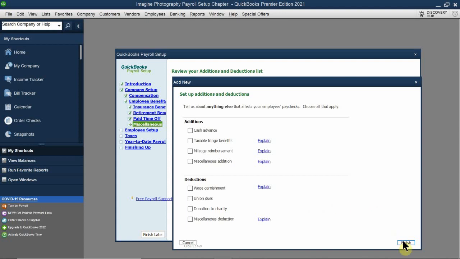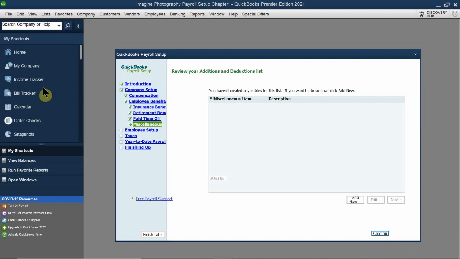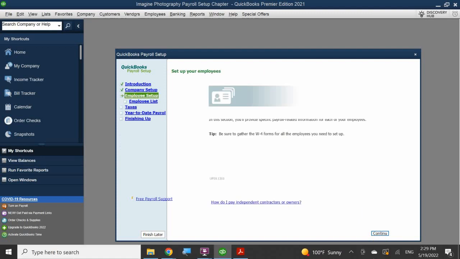So again, benefits or deductions that could be added or subtracted to a paycheck. In this case, I don't offer anything extra. Okay, and I can go ahead and click continue.